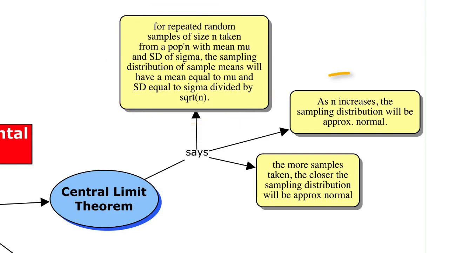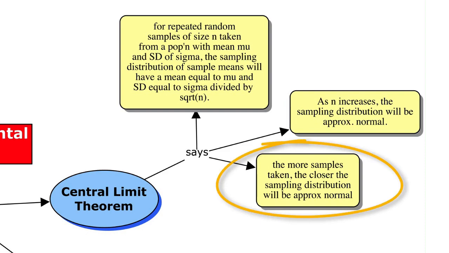The second key point that is important to raise at this moment is that when we increase the sample sizes, in other words, as n increases, the sampling distribution itself will begin to look approximately normal. And last but not least, the central limit theorem also says that the more samples that we take, the closer the sampling distribution will be to approximately normal as well.